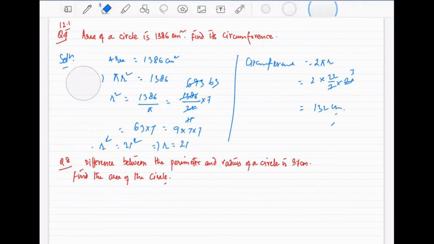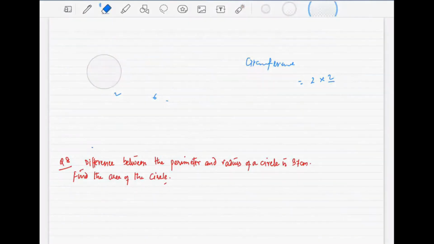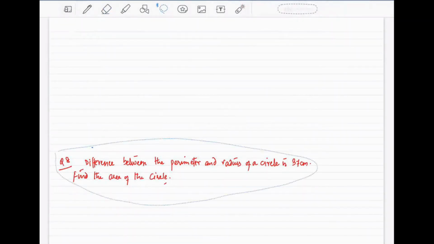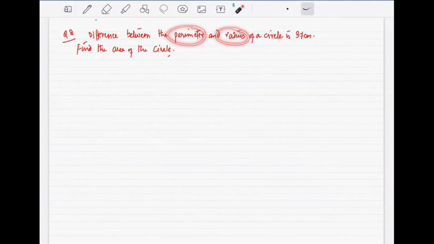I don't think it needs much explanation, right? This is just a basic question. Okay, the second one, question number 8 that I'm taking up here, is slightly different. It involves a small equation. Look at what the question says. Difference between perimeter and radius. Difference means we are subtracting, right? Subtracting what and what? Perimeter and radius. If we subtract perimeter and radius, the value is 37 centimeter. You're supposed to find the area of it, right?